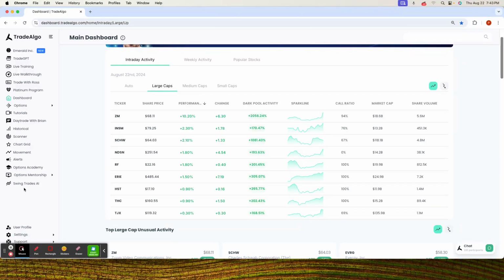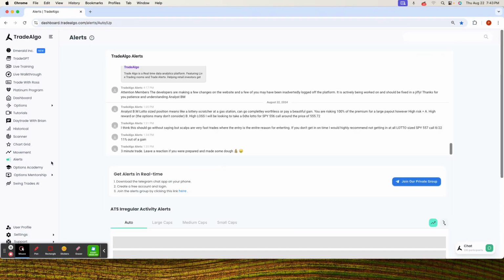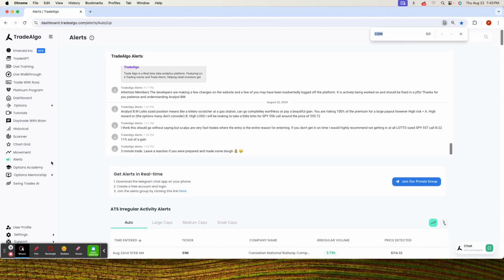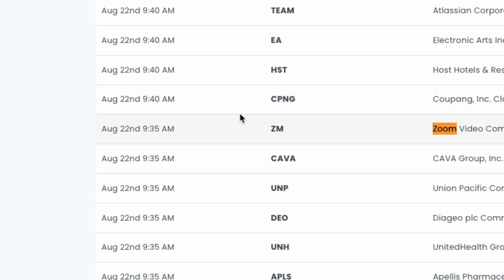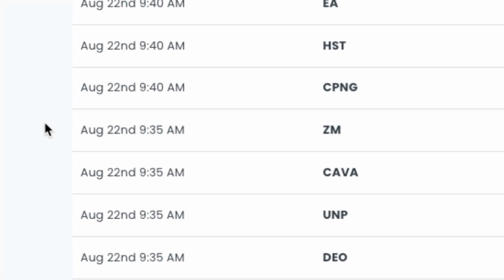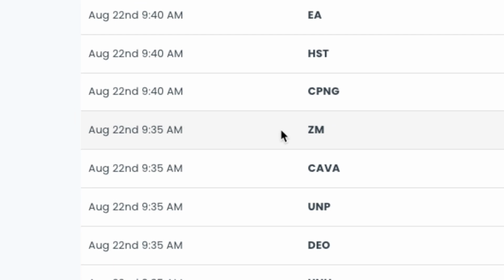Here, it's all about what time you're going to get access to Zoom and see it on top of the dashboard. Now, going here to the TradeAlgo alerts page, you can see that Zoom was picked up with over 11 times the amount of institutional trending up volume here at 9:35 Eastern Standard Time today.